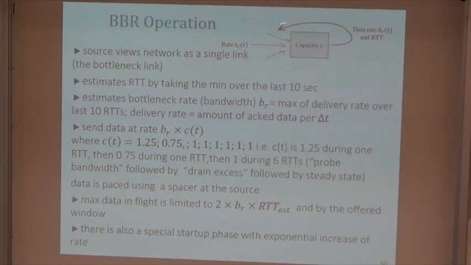The mental model or the operational model of BBR is that the network is a single bottleneck, which might be an issue. We have seen that when we talk about Pareto efficiency, typically there are multiple bottlenecks. But here they view the network as a single bottleneck. And then a BBR TCP source estimates the RTT, the round-trip time, by taking the minimum measured RTT over the last 10 seconds.